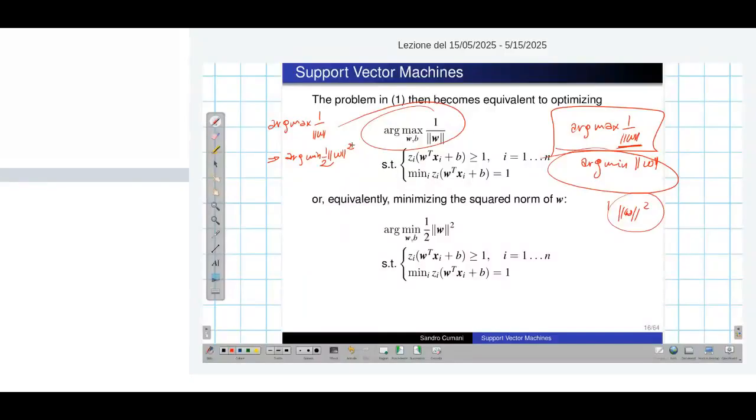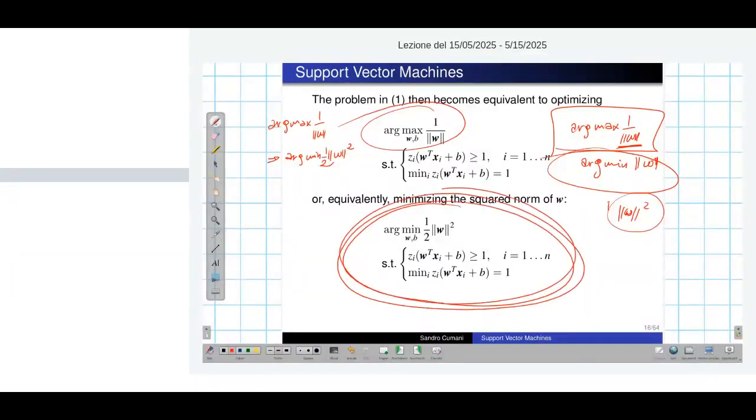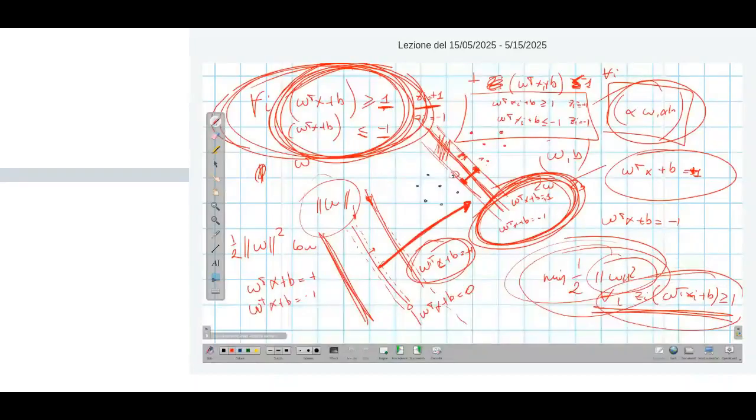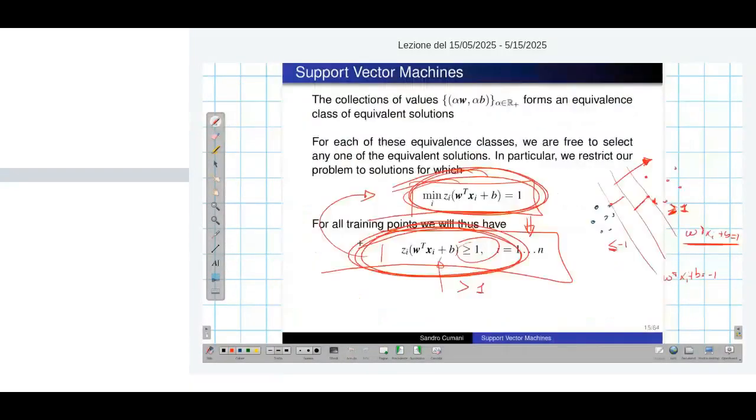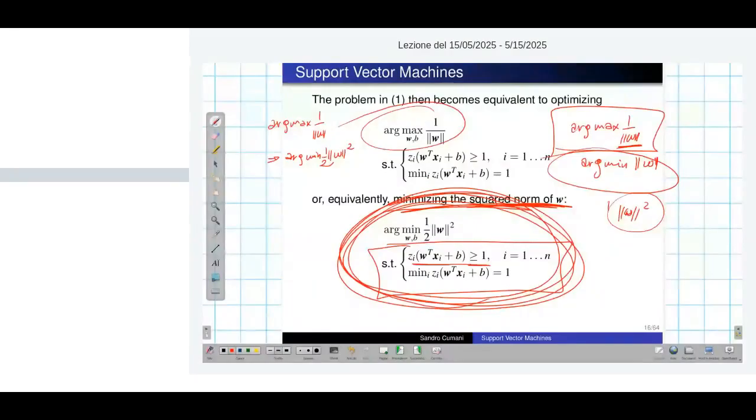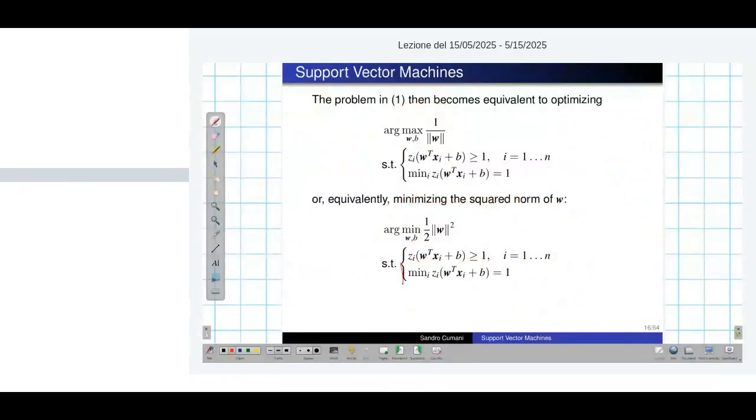Then we put 1/2 because when we take derivatives of a square, the 2 will compensate with the 1/2, so it will go away. So we can show that the same problem can be represented in this way, minimizing the squared norm of W subject to these constraints. This is the same that we said intuitively before. We said large norm of W means that the boundary where W transpose Xi plus B is equal to +1 or -1 becomes smaller. Small norm of W, this region becomes larger. Large norm of W, this region becomes smaller. So minimizing the squared norm of W will give us a large region. This minimization must be subject to the fact that all the points are correctly classified and outside of the margin, which is encoded by this and is encoded also by these expressions.